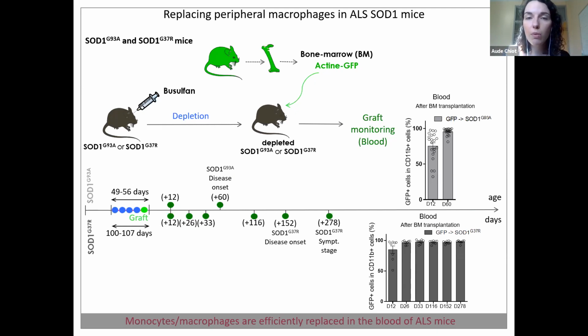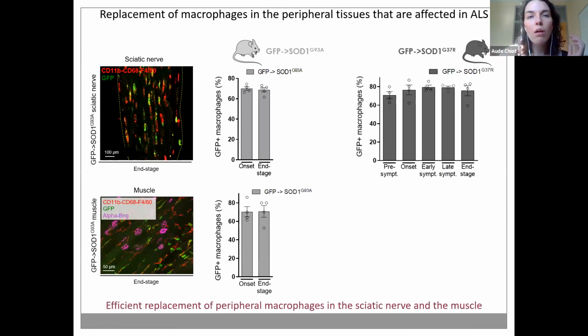We performed this bone marrow transplantation in SOD1-G93A and SOD1-G37R mice, and we followed first in the blood. We showed that at disease onset, in both lines, more than 95% of the blood monocytes were GFP positive, so the replacement was really efficient. We then looked at the tissues that are affected in ALS, the sciatic nerve and the muscle. Again, in both lines and both tissues, starting at onset, approximately 70% of the macrophages were replaced. So we had an efficient replacement both in the blood and in the peripheral tissues.